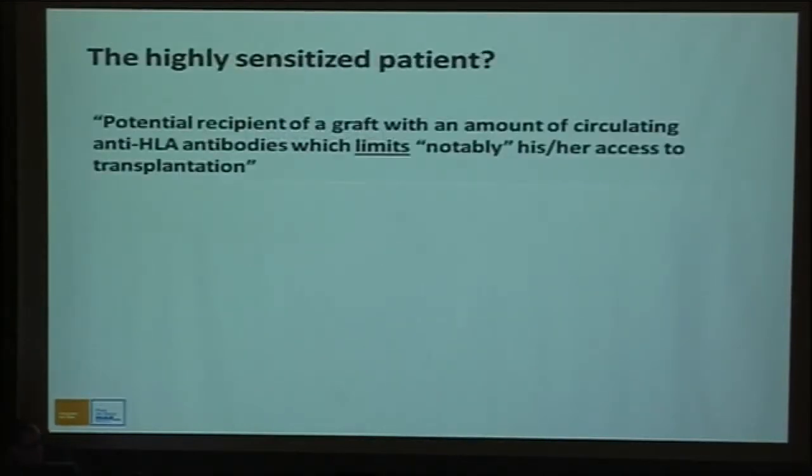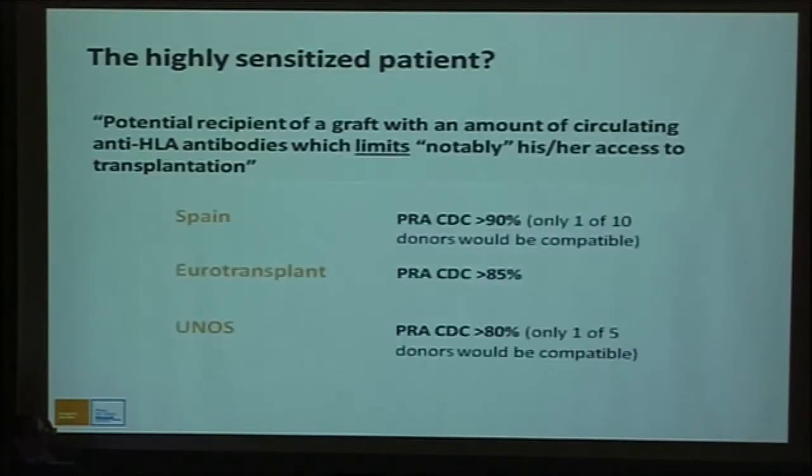What is then a highly sensitized patient? This is probably a good definition: a potential recipient of the graft with an amount of circulating anti-HLA antibodies which limits notably his or her access to transplantation. The question is that you have to define what is notable, because as you see, the definition does not give you a threshold of PRA.